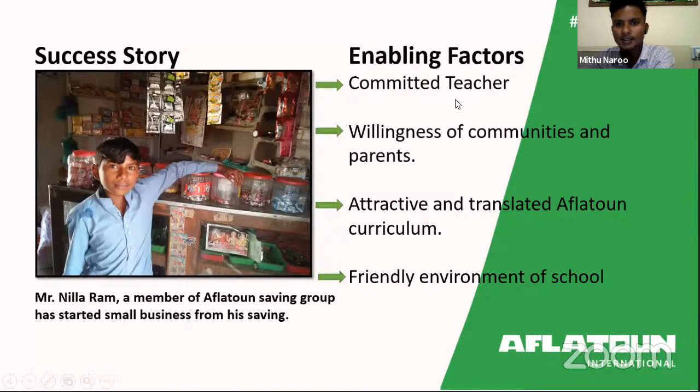And the factors that support us. Committed teachers: we have 140 teachers teaching in the schools, and they are very committed, and they also encourage and motivate the children to start small businesses and take this kind of initiative. Willingness of communities: parents and communities allow their children to participate in these activities. Attractive and translated Aflatoun curriculum: we have the Aflatoun curriculum in English and different languages, but we have translated it into the local languages, which is easy for children to understand and implement. And the friendly environment of the school: the environment that we have developed in the schools is very friendly, and children learn very interestingly from that environment.